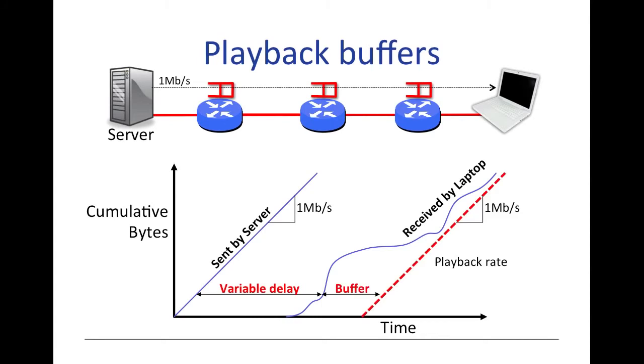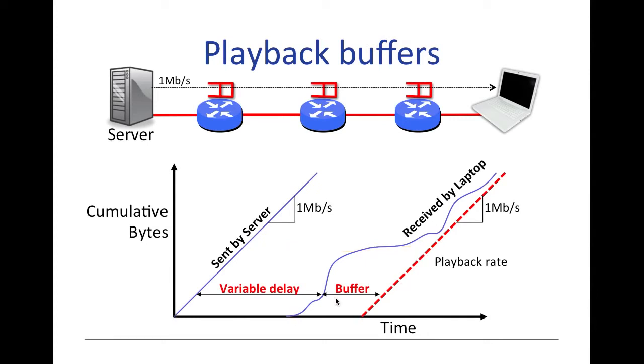Okay, so with all of those caveats, let's look at what the client actually needs to do to make all of this work. This red line here shows the playback rate of the video to the user. What this tells us is that at this time here, it's playing back the first byte that was sent by the server, which is of course the first byte received by the receiver. So if at any point we take a horizontal line across here, it will tell us the time that a particular byte was sent, received, and then played back.